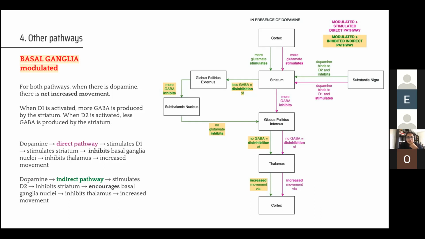You shouldn't have to know the location of these nuclei in great detail. Have you been taught that diagram that has all of the basal ganglia? Maybe. I think so. No. Okay. How about I'll put up a diagram of the location of the basal ganglia stuff.